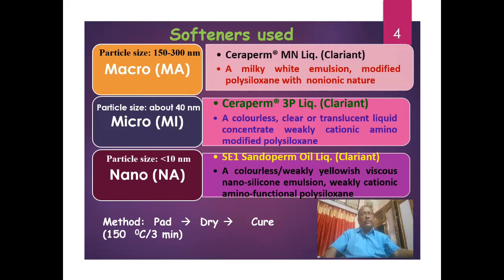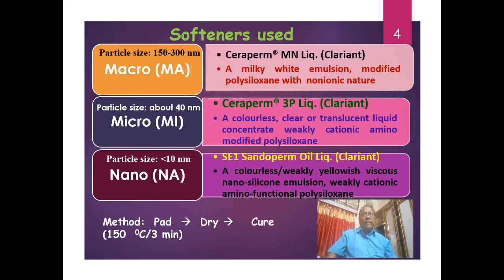Mn liquid was used as macro softener having particle size 150 to 300 nanometer. Then Serapalm 3P liquid was used as micro softener having particle size around 40 nanometer, and then AC1 Sandosperm oil liquid was the nano softener used, having particle size less than 10 nanometer. All these 3 softeners were made by the then Clariant India.